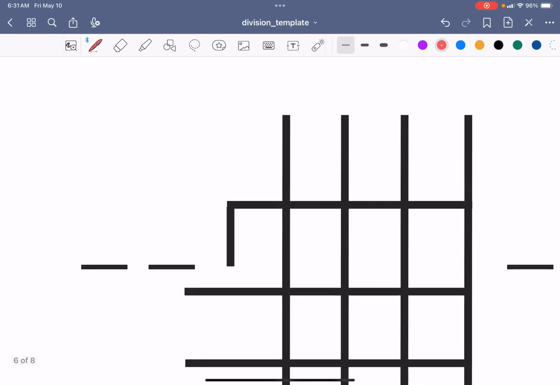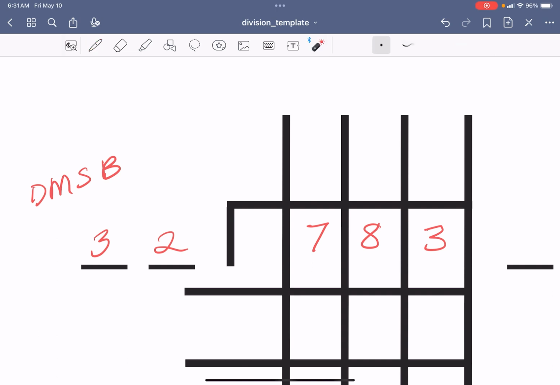Let's do, first let me write my divide, multiply, subtract, bring down. Let's do 32 into 783. So let's divide. So D. We have to divide every number. The first number we have to divide is 7. So 7 divided by 32 we can't do. So we're going to put a 0. The new number is now 78.